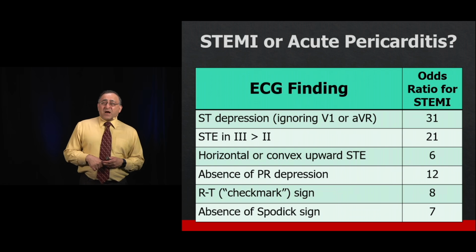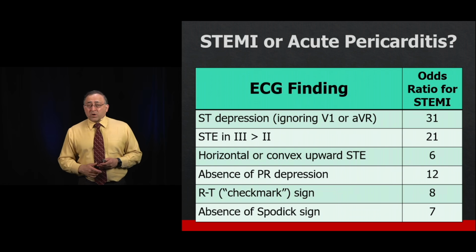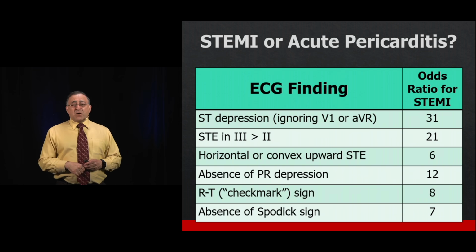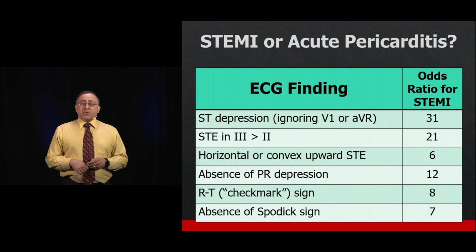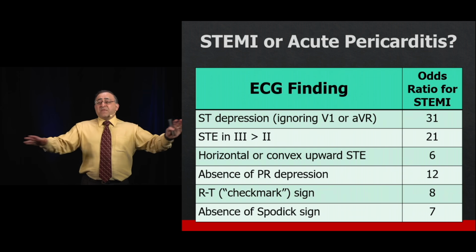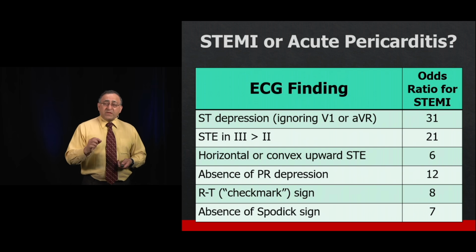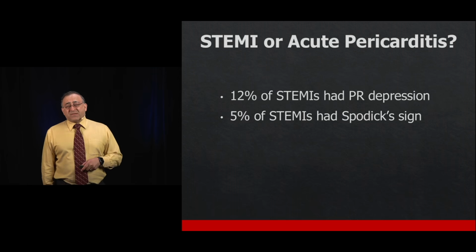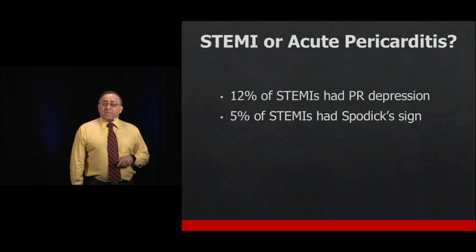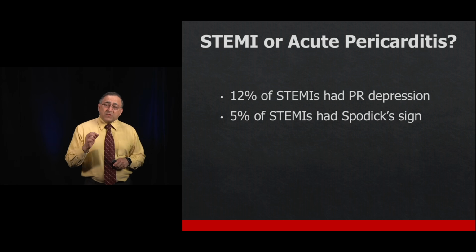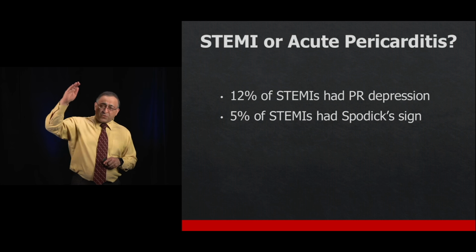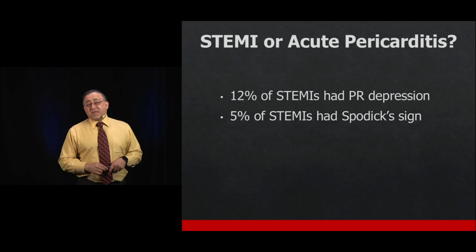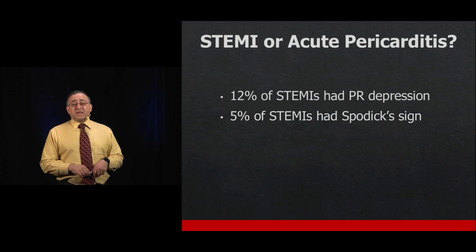People make a big fuss when the odds ratio is 3 or 4. We're talking 31. So the steps that we've talked about are enormously accurate at predicting STEMI versus pericarditis. Nothing in medicine is 100%, but these are really good. If you go through your stepwise approach, in the vast majority of cases, you're going to nail your diagnosis. And again, PR depression is not reliable for pericarditis, so go through your other steps first. 12% of STEMIs in our study had PR depression. 5% of STEMIs in our study had Spodick sign.